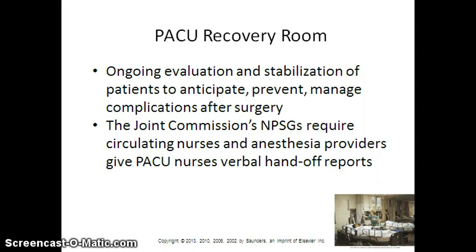During the PACU recovery time, our patients will begin their stabilization. It's typically very close to the surgical suite in case something would go wrong and our patient would need to go back into surgery. Adults are typically separated from children. We typically use privacy curtains between patients because there's not just individualized rooms in the PACU, because we want people to be able to move freely, especially during medical emergencies.